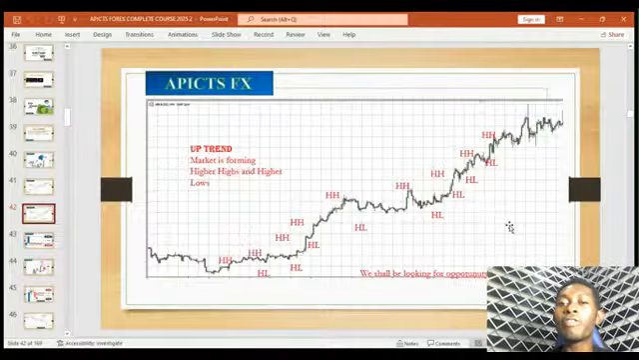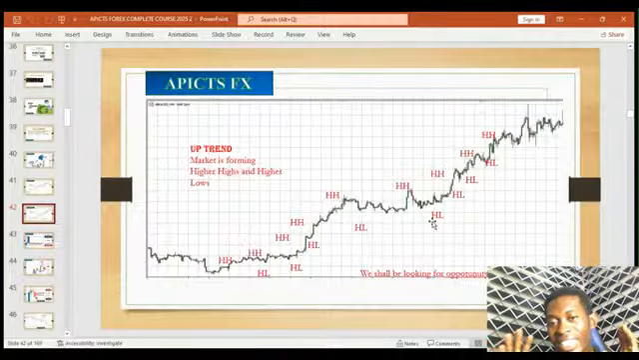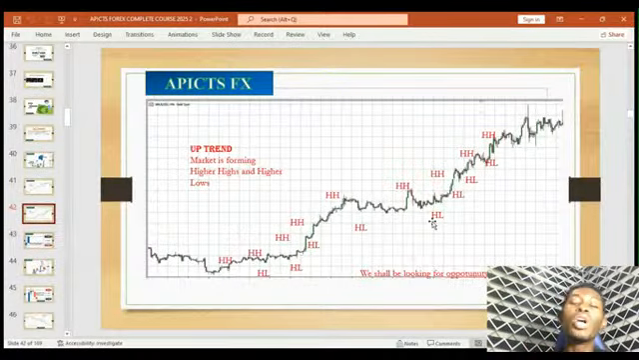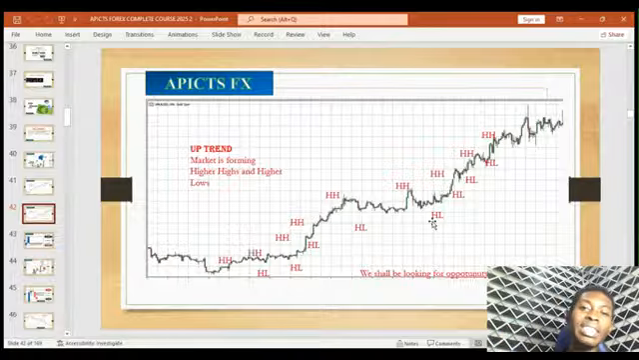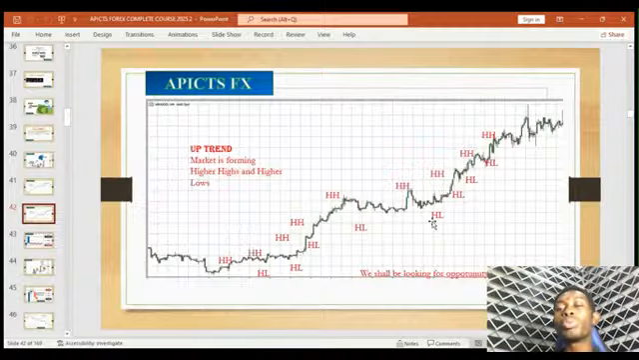That is what we're going to be focusing on in the next series of classes. How do you join the uptrend? When the market is buying, where do you enter? What should be your target? What should be your profit target? Where should you put your stop loss? How many pips should you target? That's what we're going to be spending a lot of classes on.